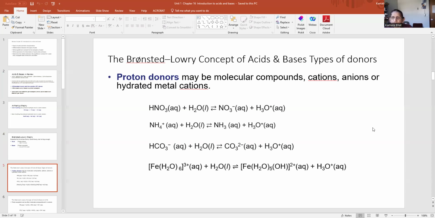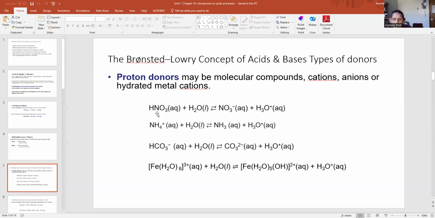So you have different types of reactions over here showing you how you can get a proton donor. Look at the left-hand side. You have HNO3, nitric acid, dissolved in water, and it gives the nitrate ion, NO3 minus, plus the hydronium ion, H3O plus.